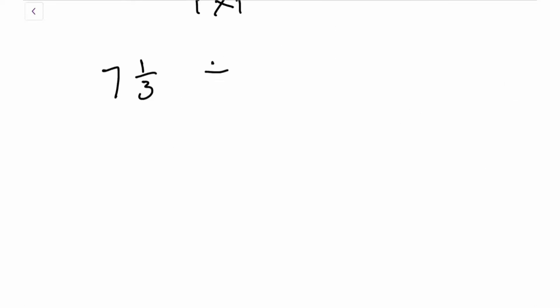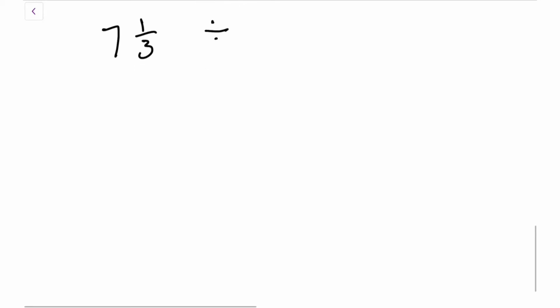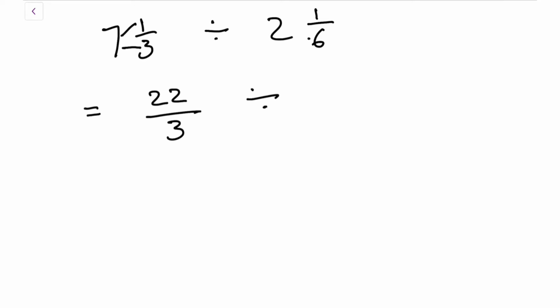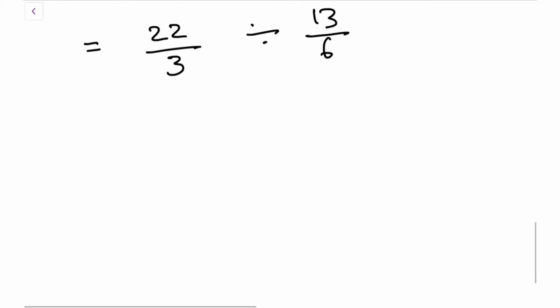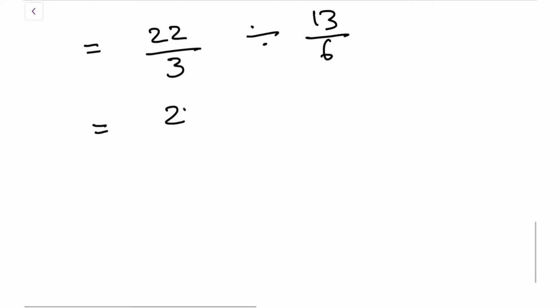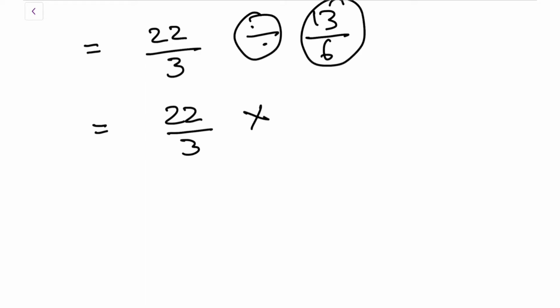Here's another example. 7 1 by 3 divided by 2 1 by 6. Here, since there are two mixed fractions, we'll have to first change it into an improper fraction. 7 3s are 21, 21 plus 1, 22 by 3, divided by 6 2s are 12, 12 plus 1, 13 by 6. Now let's change the division into multiplication and take the reciprocal of 13 by 6, which is 6 by 13.